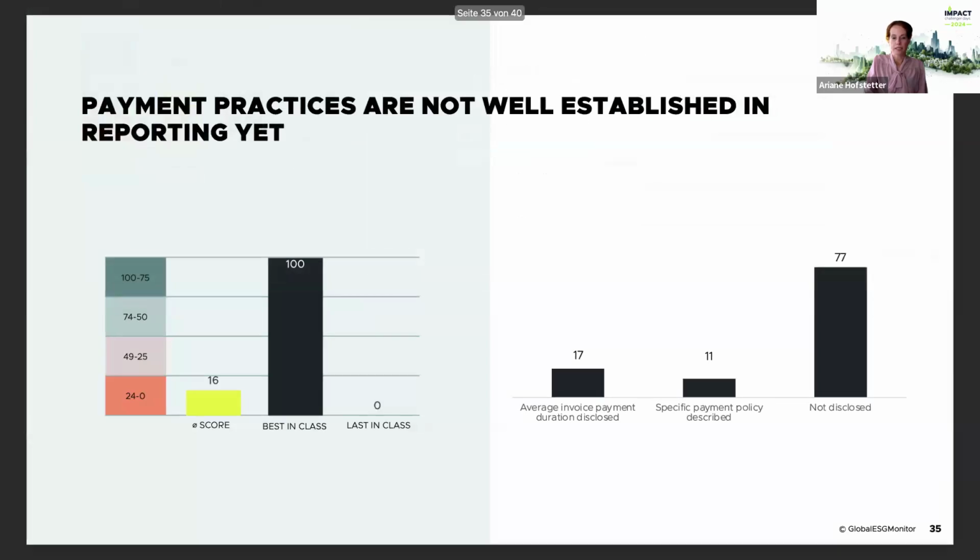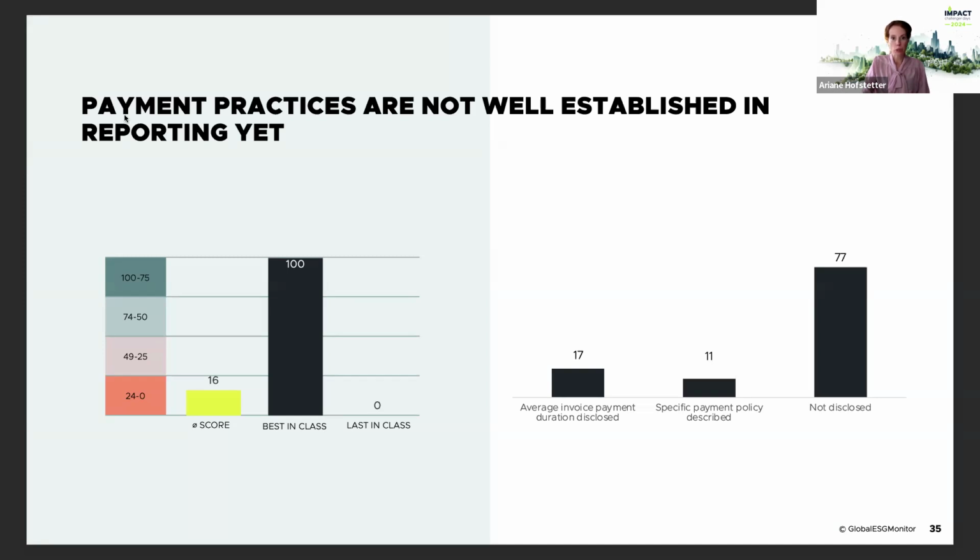The next aspect is the payment practices. You see, this is not as common in the reporting of the companies we took a look at. The average score reaches only 16% of all possible points. And when we look at the details, the average invoice payment duration disclosed is only reported by 17% of the companies, and 11% include specific payment policies they describe. The majority, 77%, do not say anything about this in more detail.